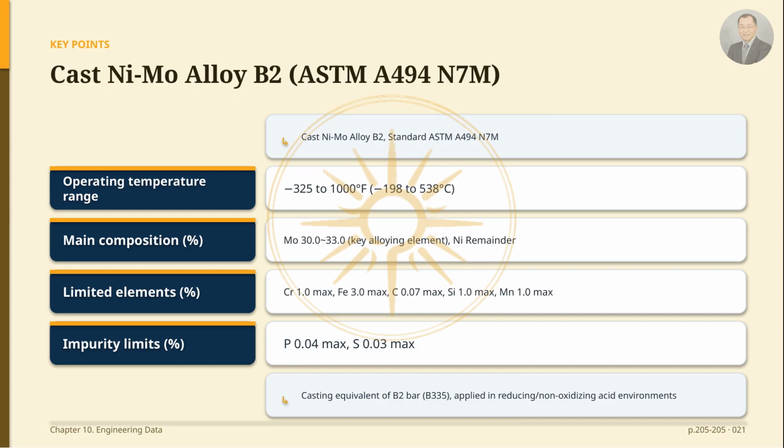Impurities such as phosphorus are managed at 0.04% or less, and sulfur at 0.03% or less. This material is the casting equivalent of the B2 bar stock, specifically the B335 specification, and is used for valve components that exhibit excellent corrosion resistance in reducing or non-oxidizing acid environments due to its high molybdenum content.